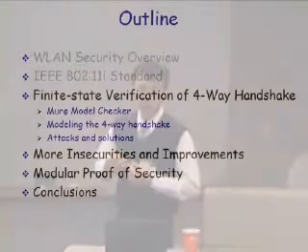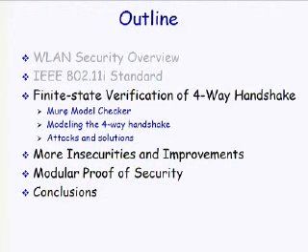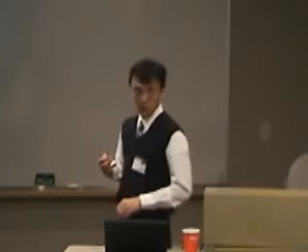Then with this PMK, they will run a four-way handshake to derive a fresh session key, which we call the PTK, for the data session. Then they will run a group key handshake to derive the new group key for multicast applications and so on. Then based on the group key and the pairwise key, they will run secure data sessions.